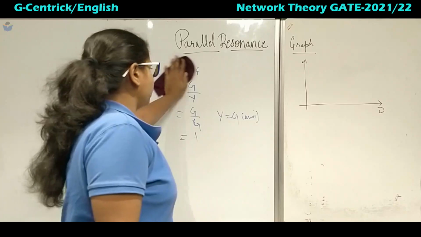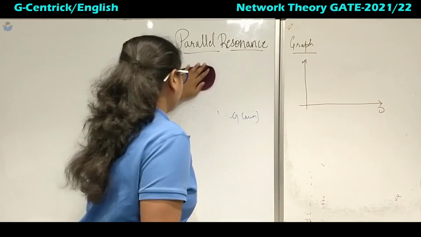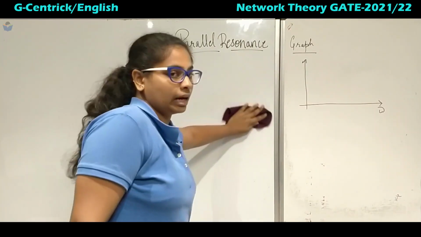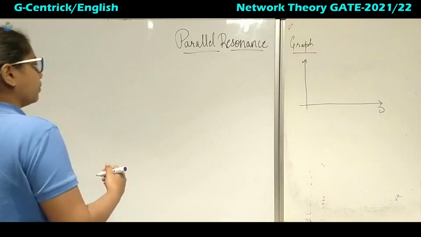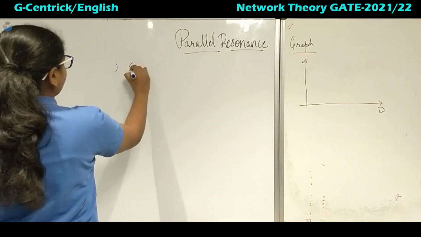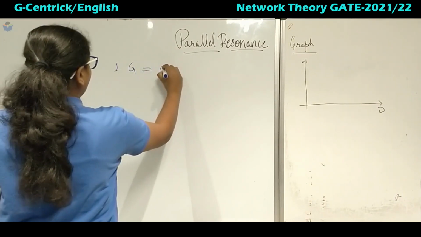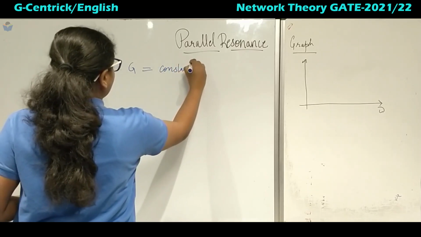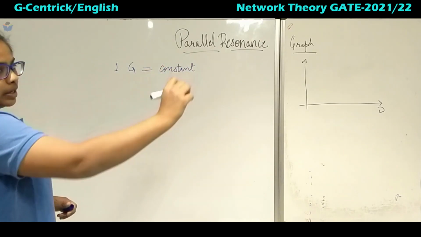Now coming to the graph, what will remain constant in this case? Conductance. There it was the resistor. So our first point is that conductance will be constant. When it is constant, there will be a straight line.